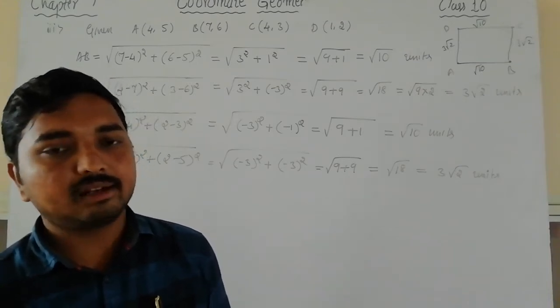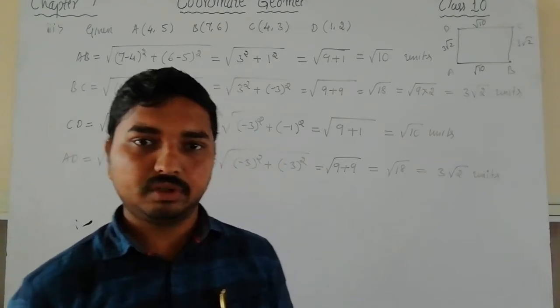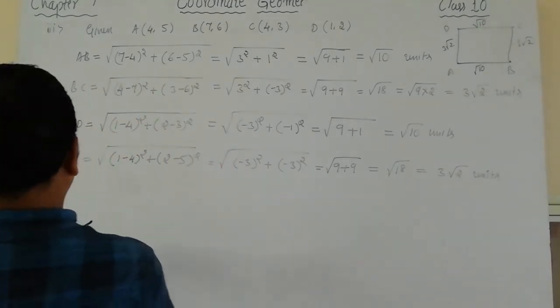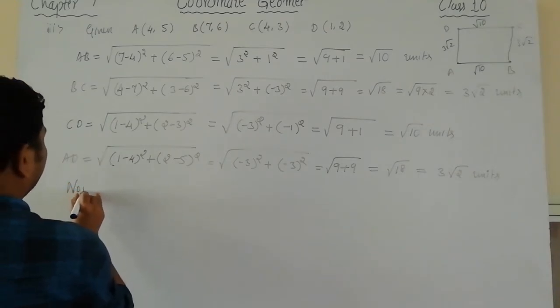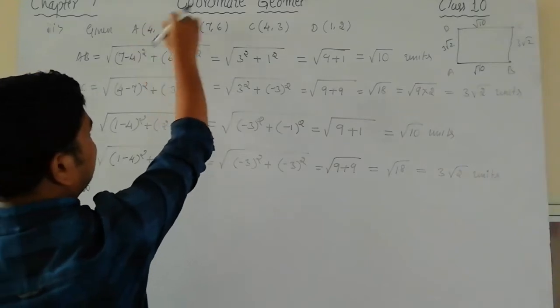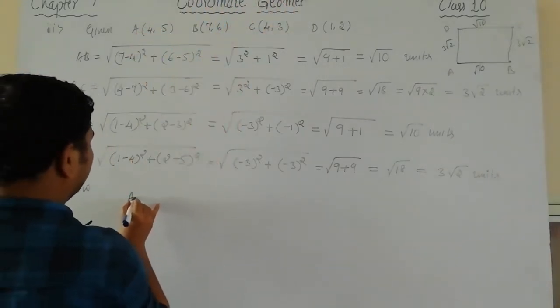Diagonals. If the diagonals are equal, rectangle. If the diagonals are unequal, parallelogram. So now I am going to verify the diagonals. Diagonals means what? AC, I told you, first and third, second and fourth, AC, BD. So first I am going to calculate AC.